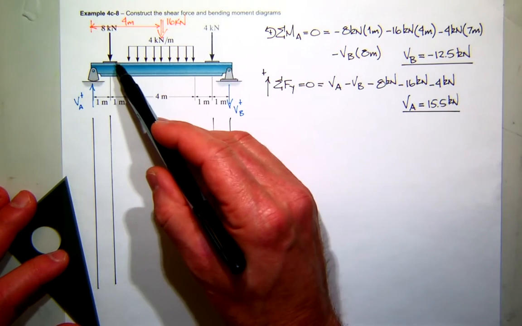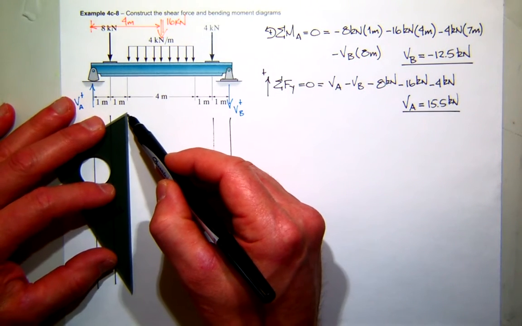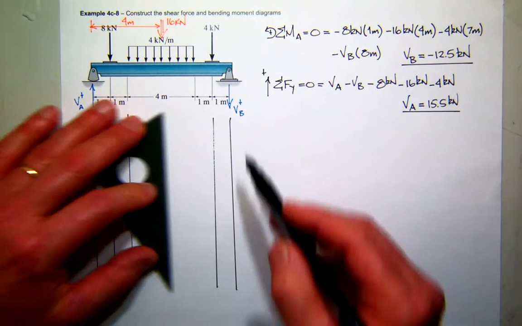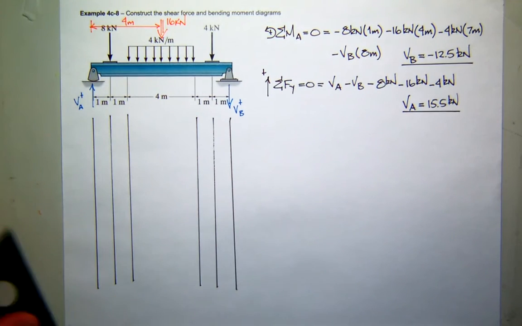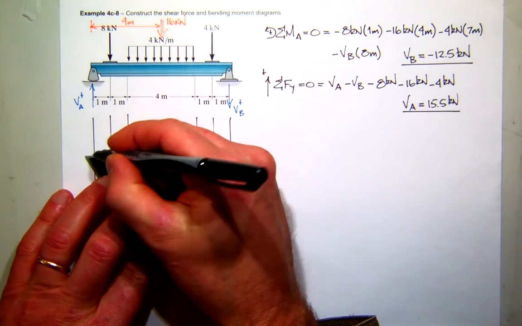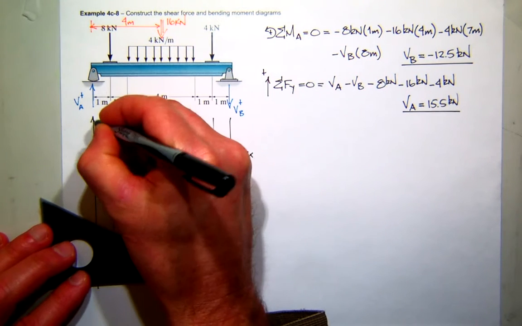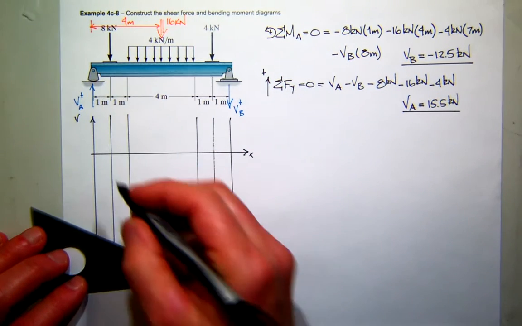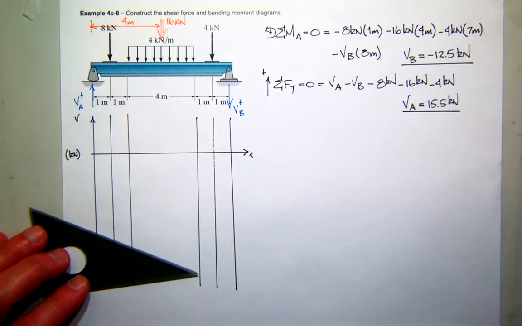And then there's nothing going on for a meter, and then the load. So that's another point of interest. So this should help me keep track of all the little bits and pieces. So let's start with the shear. So again, there's my positive x-axis, positive shear, and I'm going to put all my units in kilonewtons.